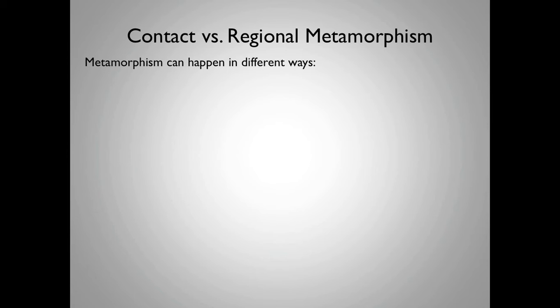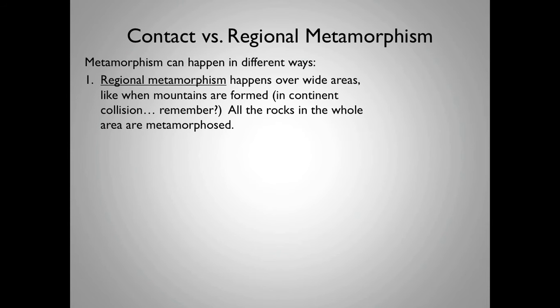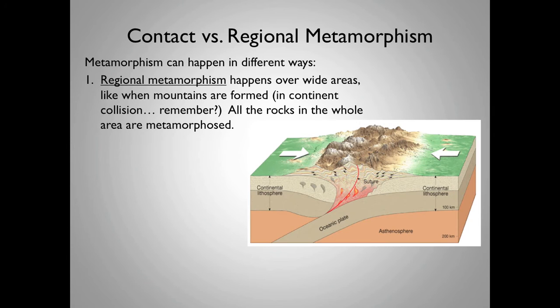Metamorphism can happen in different ways. There's regional metamorphism, which happens in a wide area, for example, when mountains are formed. So continent collision, where two continent plates are hitting each other, smashing into each other. All of the rocks in the entire area are metamorphosed.